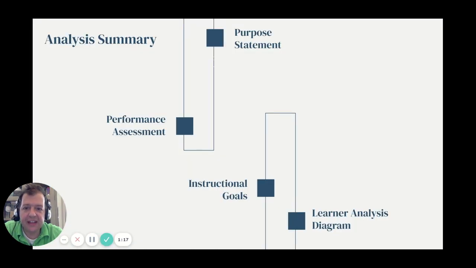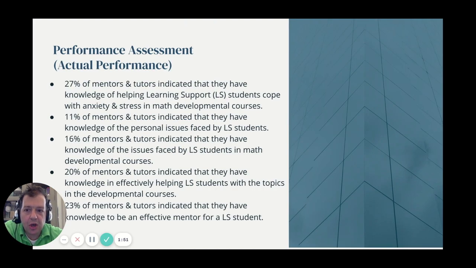So these are the four things that I will cover over the next 5 or 6 minutes. I'll begin by discussing the performance assessment and the performance gap that we are attempting to close through these processes. Then our general purpose statement, sort of a thesis statement for what we're doing here. Then a list of our instructional goals, so the goals that we have for the tutors and mentors who will be taking this training course. And then finally, a little learner analysis diagram to give some background information about those participants. So the performance assessment we'll begin with first.